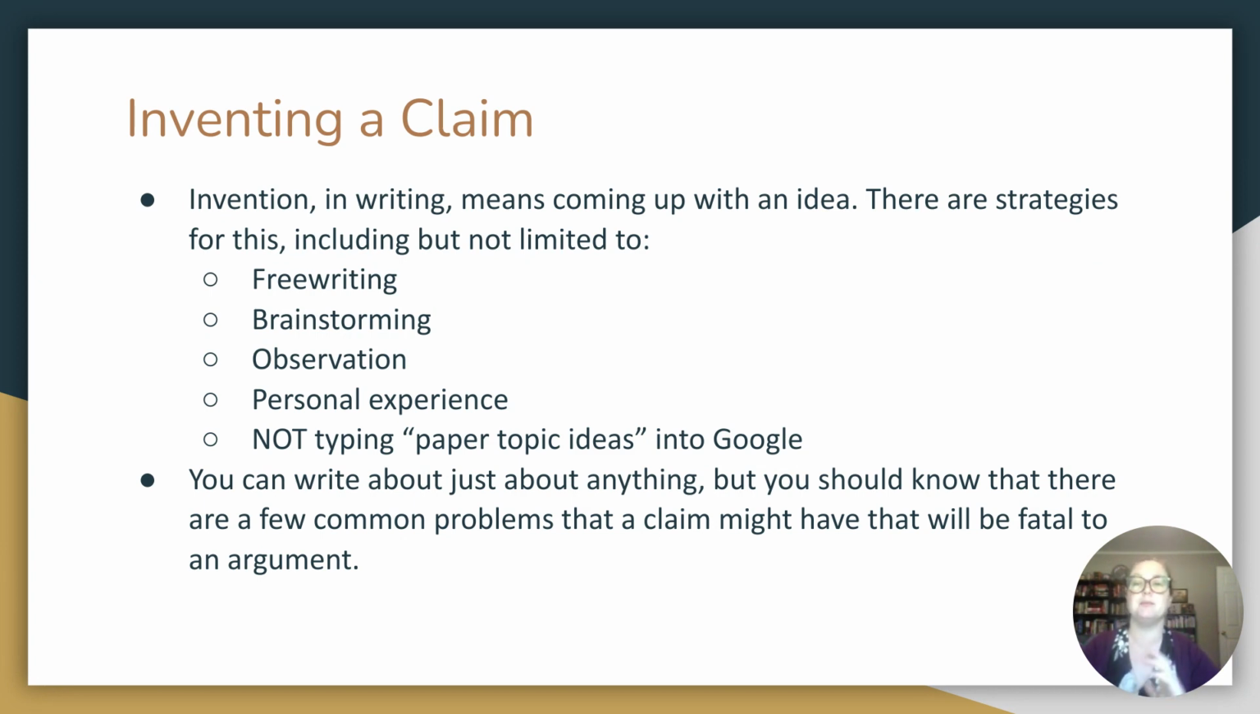So once you've done your research and you're informed about your topic, you want to invent a claim. An invention in writing means coming up with an idea. You invent an idea. There are strategies for this, including but not limited to free writing, brainstorming, observation, personal experience, and not typing paper topic ideas into Google. And we'll go over why that's not a good idea in a minute.